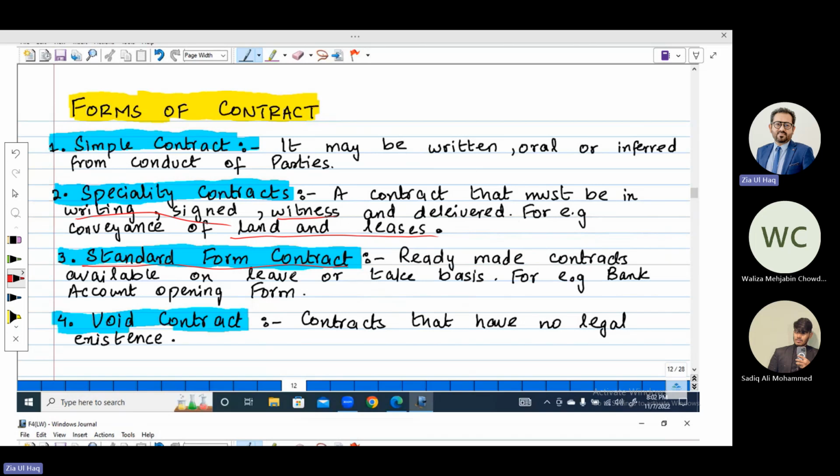What is a void contract? Void contract is called illegal contract.